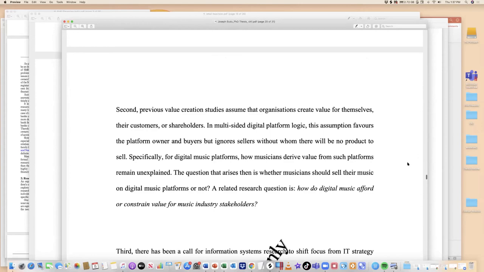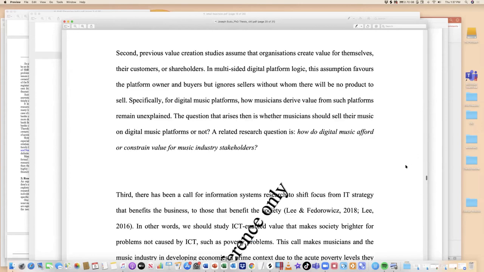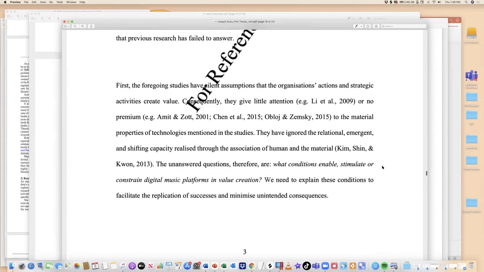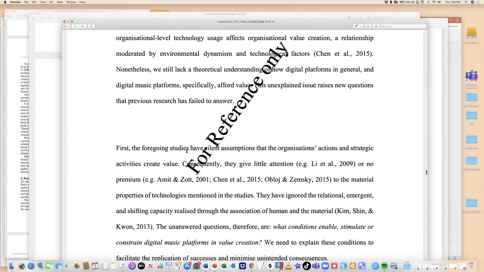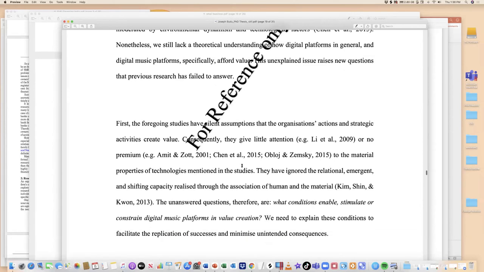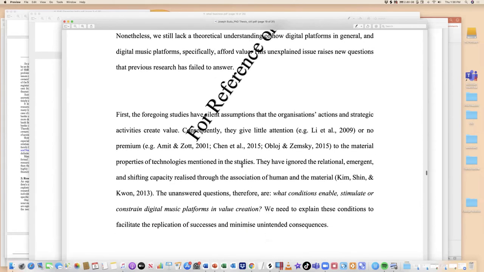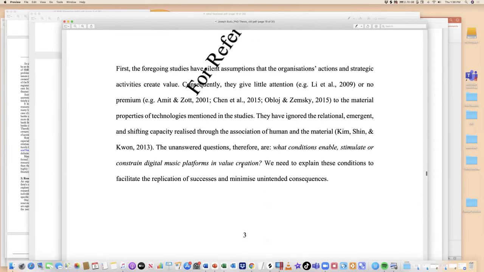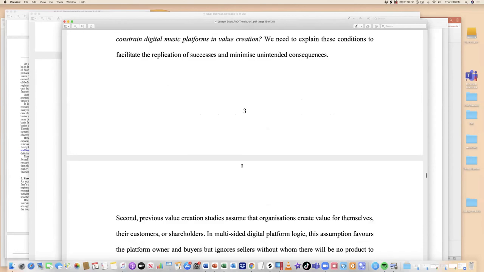Wow, that's very long. Anyway, by the time he finished, he pointed out that first, the foregoing studies have a silent assumption that organizations' actions and strategic activities create value. Consequently, they give little or no attention to material properties of the technologies mentioned in the studies. So he continued to mention certain gaps that exist concerning the area of digital music.